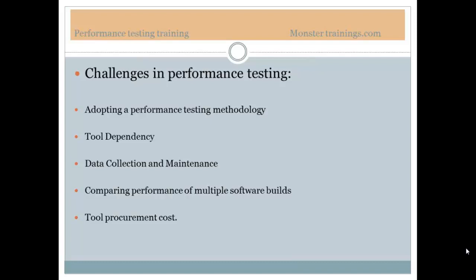Tool dependency: not all performance tools are capable of performance testing for all applications. Applications are developed in different technologies like Java, .NET, SAP, or PHP, so all applications are not suitable for all of the performance tools. We need to identify the suitable performance testing tool for that application. By doing a POC, we can identify the suitable tool.